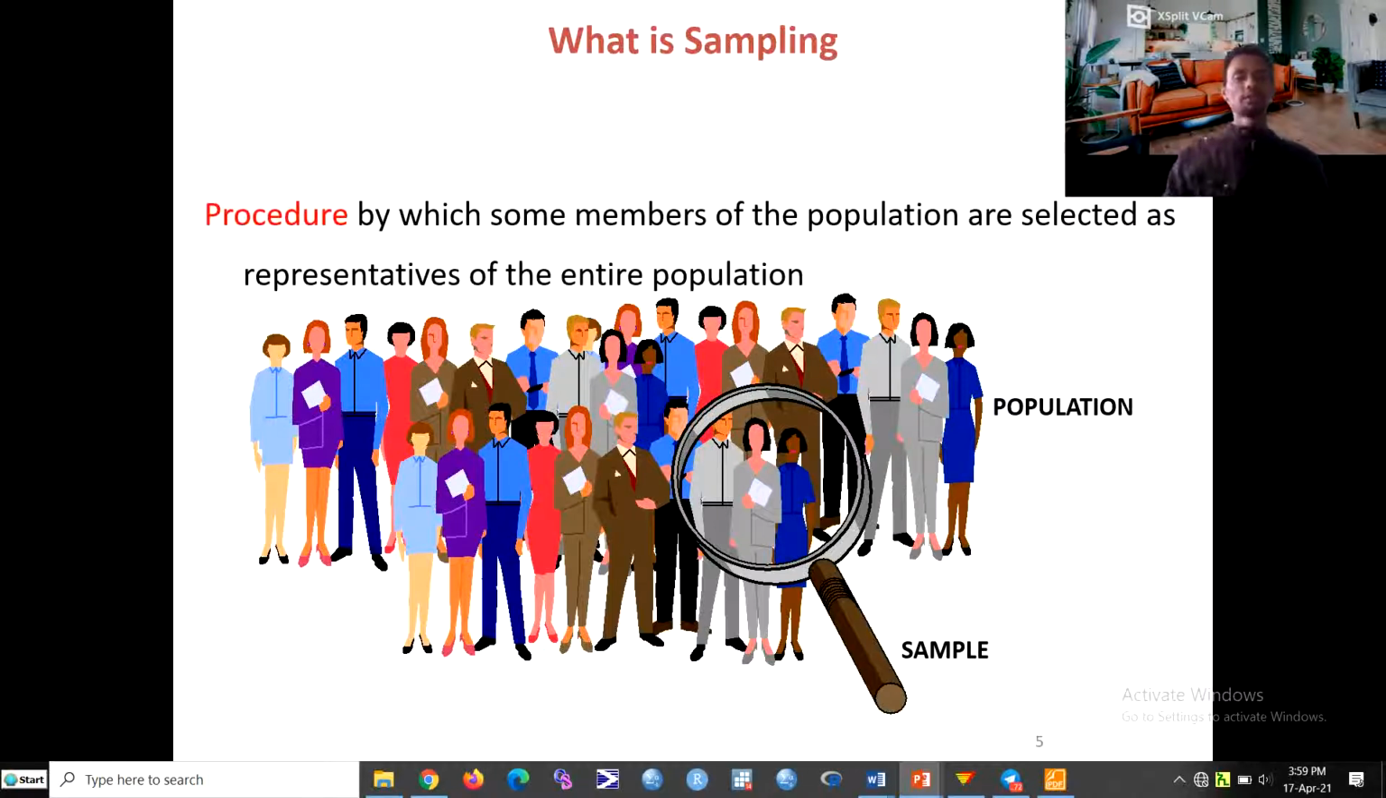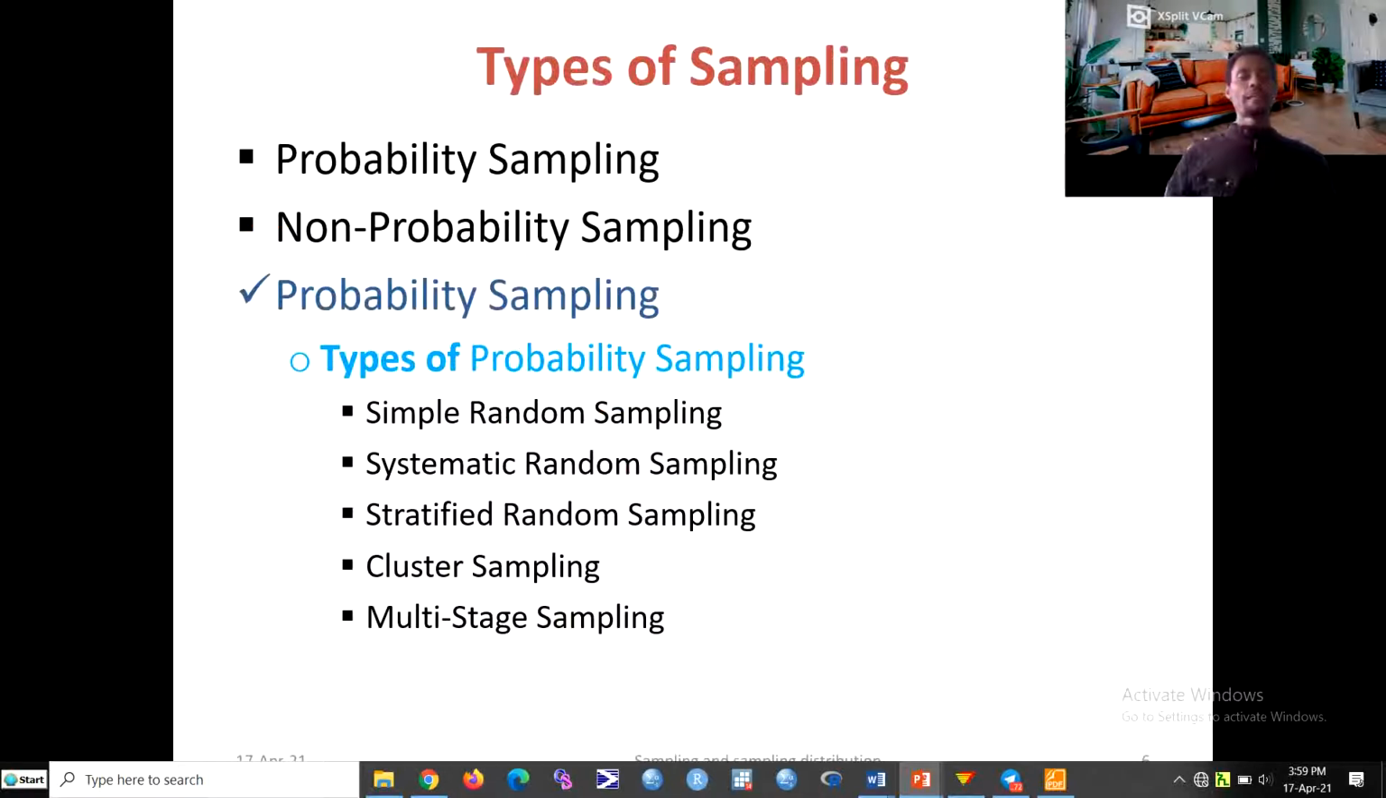Yes. So sampling is a procedure in which some members of the population are selected as a representative of the entire population. So the investigator will assume that these 3 people are a good representative of this many population. It implies that I will do inference about that total population based on these three individuals, and they are expected to be a good representative of this entire population. So what are the types of sampling?